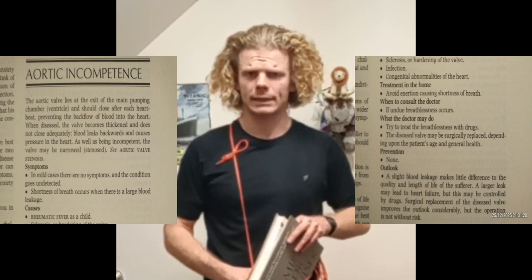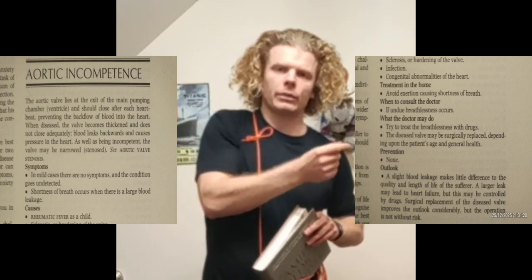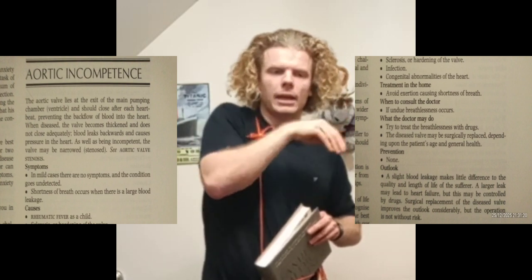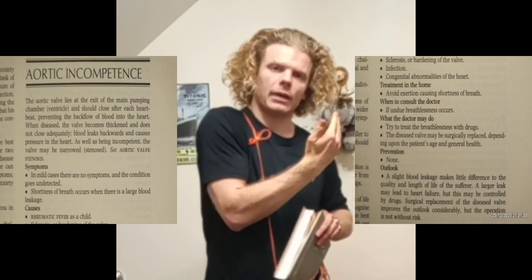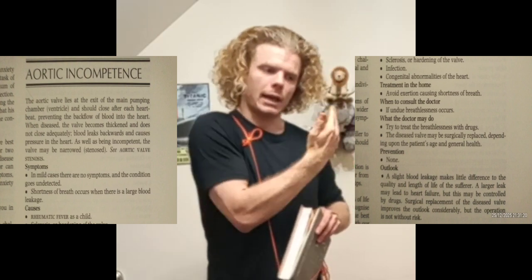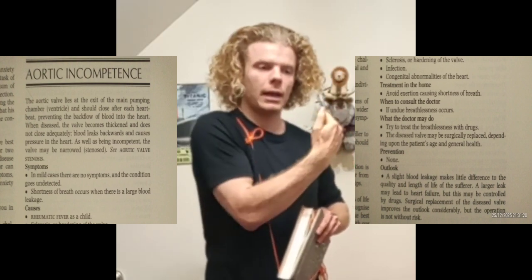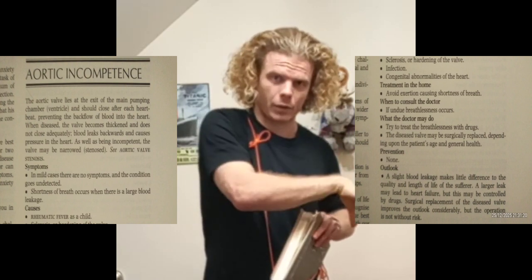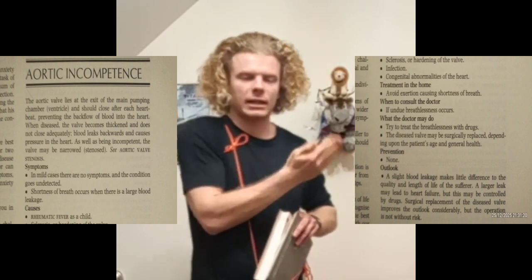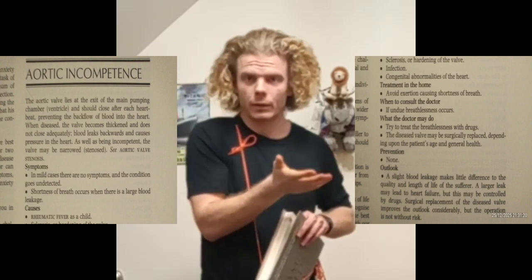Aortic incompetence. When the aorta comes out of the heart with new blood into the body, there is a valve so that it closes after the blood has come in. So the heart pumps and the valve opens so the blood comes in, and then the valve closes so that the blood is not flowing back. With aortic incompetence, it does not close properly for some reason.